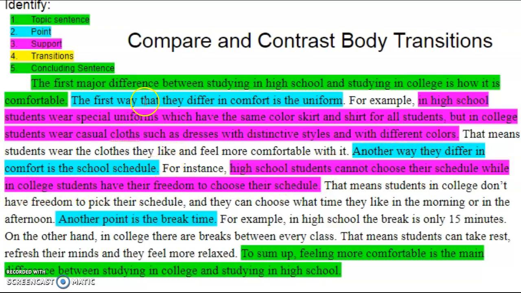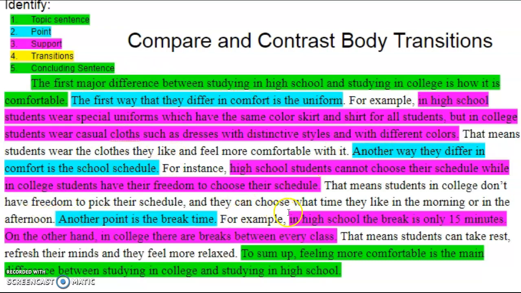So we're having this pattern. We have a point, and then we have an example. We have a point, and then we have an example. And the last example: in high school, the break is only 15 minutes. On the other hand, in college, there are breaks between every class.